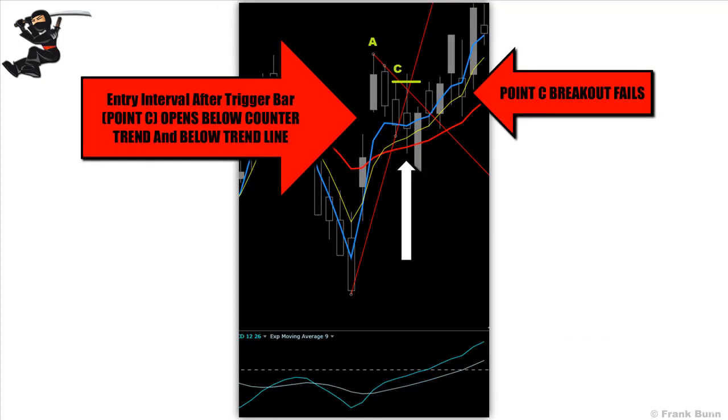Here's an example of how this trend line structure can reduce breakout failure. Notice that the entry interval, denoted by the white arrow, after the trigger bar at point C opens below the counter trend line and also below the trend line. Also notice that the point C breakout fails and the pattern enters an extended consolidation. Using this trend line structure, you can avoid these types of breakouts.